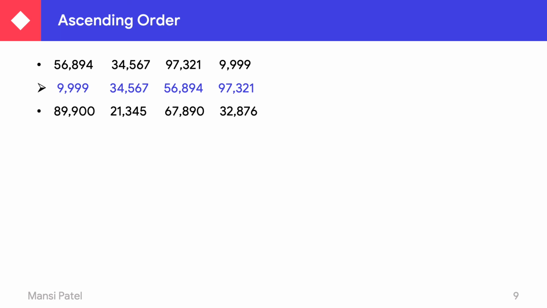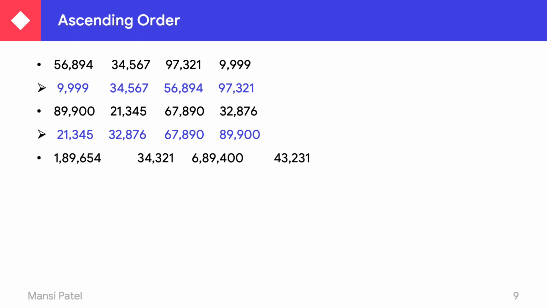Let us see the next numbers. In all these numbers there is the same number of digits, so you just see the first digit of each number. So here we can say 21,345 is the smallest number. Then after that 32,876. Then after that 67,890. And then after that 89,900. In the next set, you can see that in one number there are 6 digits and in another number there are 5 digits.